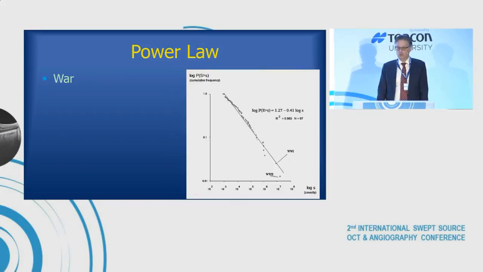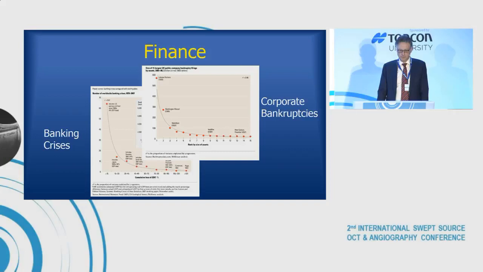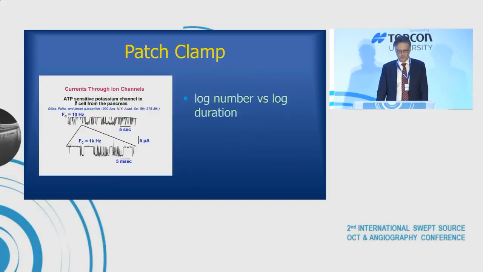If you look at wars, same thing. The log of the number of wars is proportionally a straight line on a log-log plot to the size of the war. And you can look at banking crises, corporate bankruptcy. You can look at how often a potassium channel is open in terms of the number of times that it's open per second. Follows a log-log plot.